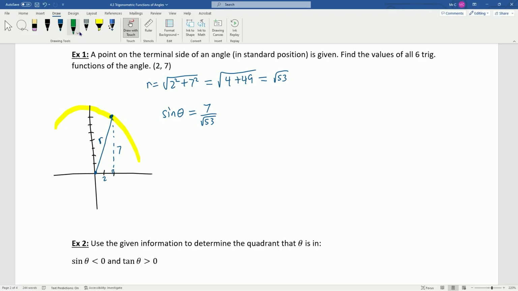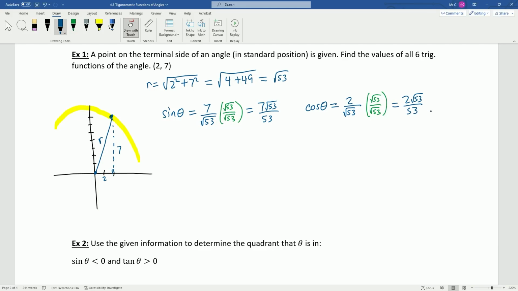And I'm actually fine with that answer, but you'll usually be expected to write this in a rationalized form in any sort of online homework program you might be using. So this is 7 root 53 over 53. Okay, and similarly, cosine of theta here will be 2 over root 53. So when I rationalize, I get 2 root 53 over 53.